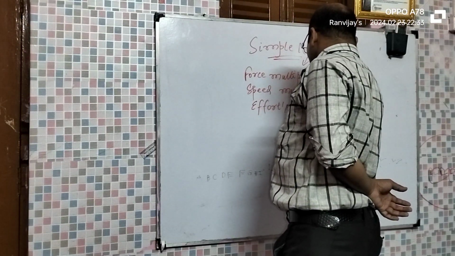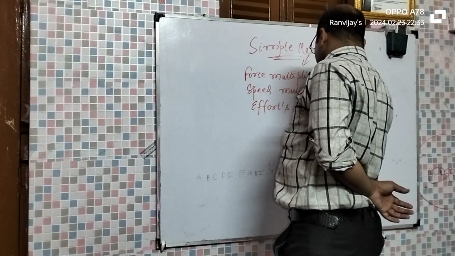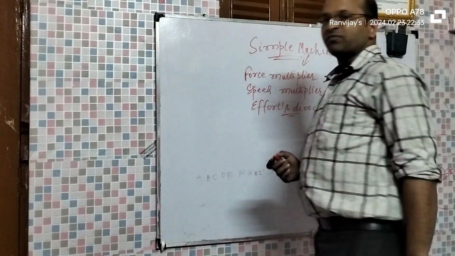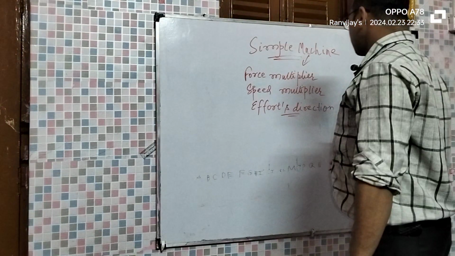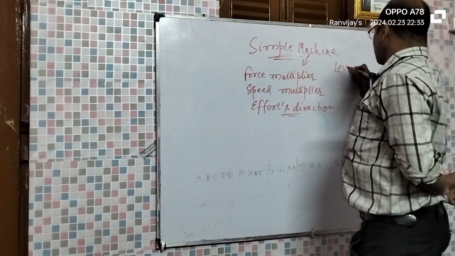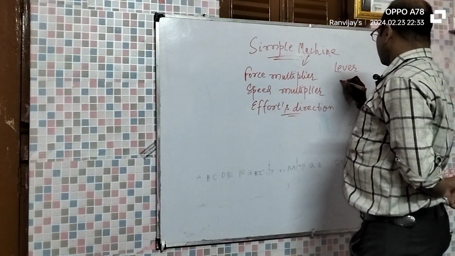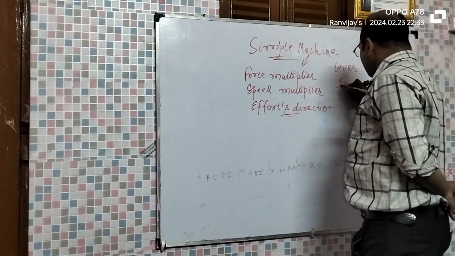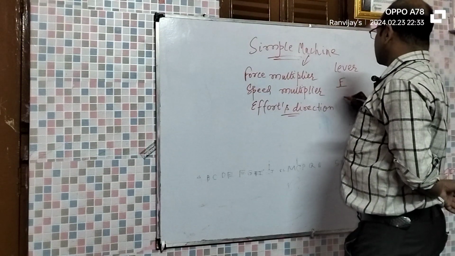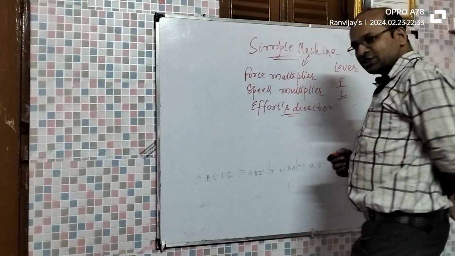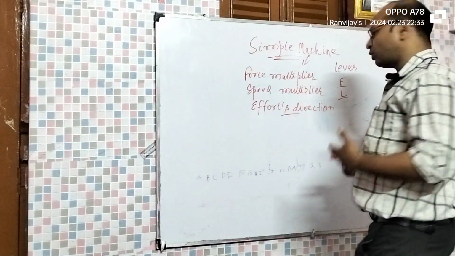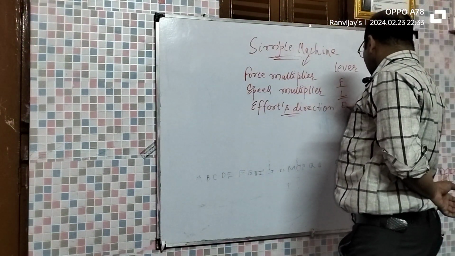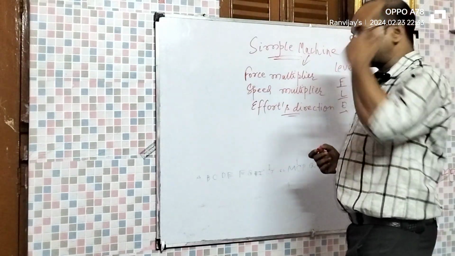Now let us talk about the simplest machines, like the lever. In a lever, there are three parts. First is the fulcrum, about which anything moves, and this fulcrum doesn't move. Second is the load, the resistive force which we have to move. And the third one is effort, the force that we give to the machine.